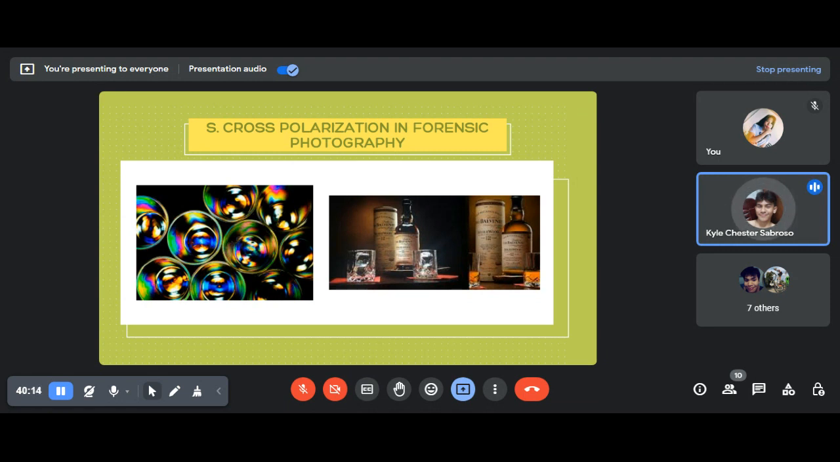Cross polarization in forensic photography. Cross polarization is a technique used to capture backscattered light from the subject while dramatically reducing or eliminating direct planar light reflecting from a subject. It is primarily used in nature photography. This technique allows a photographer to reduce or eliminate glare caused by flash, commonly observed on oily, waxy, wet, or otherwise shiny surfaces.